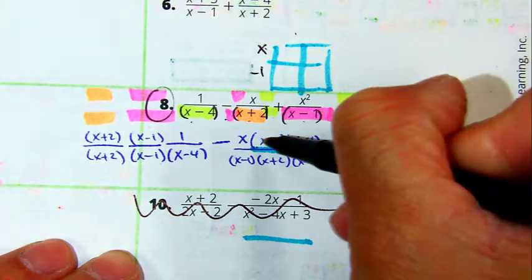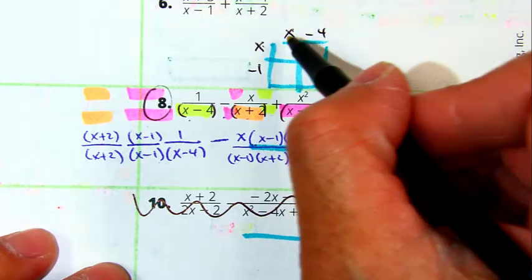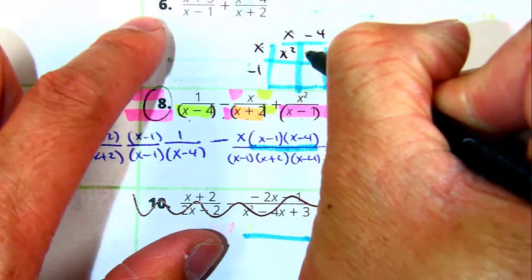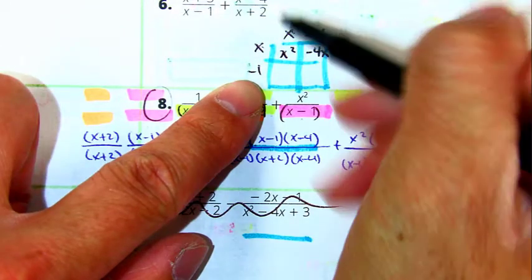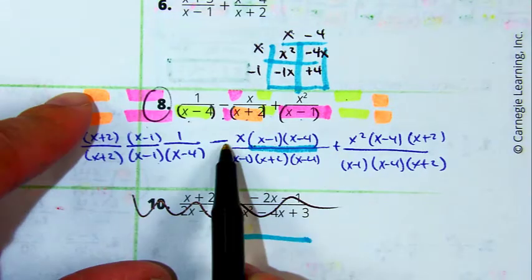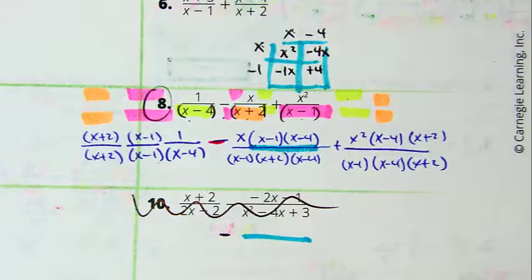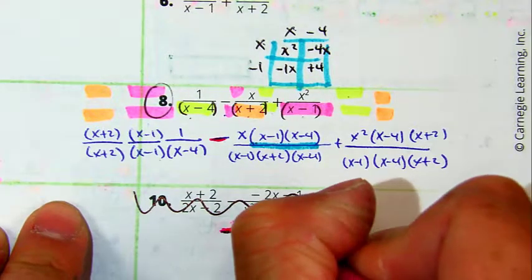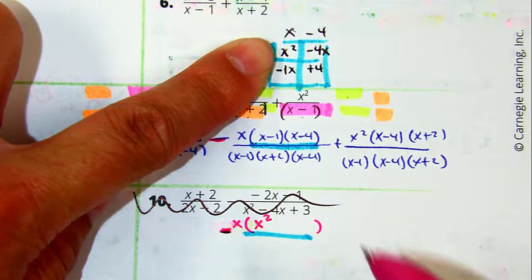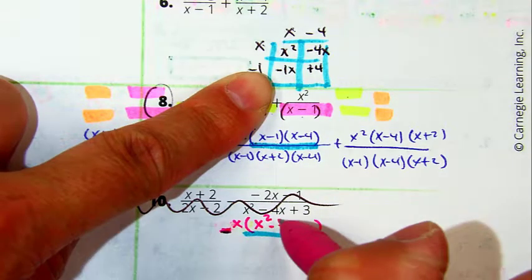x minus 1, x minus 4. I'm going to multiply the first terms. So x times x is what? Okay, and I have a minus, let me do that in red. You still have that x, so negative x, so I'm going to have x squared. Combine those. What do you get when you add those together? And plus 4.